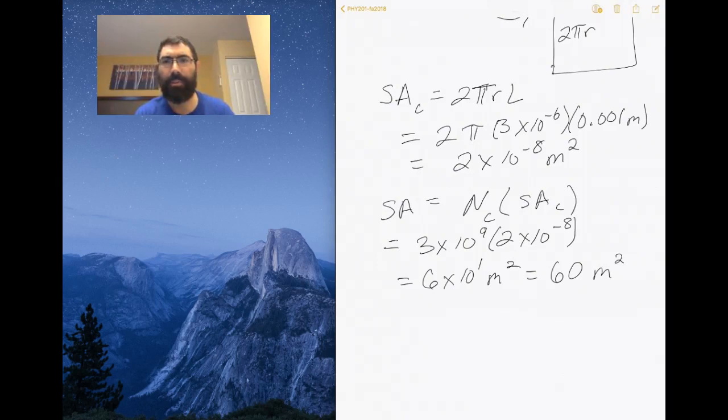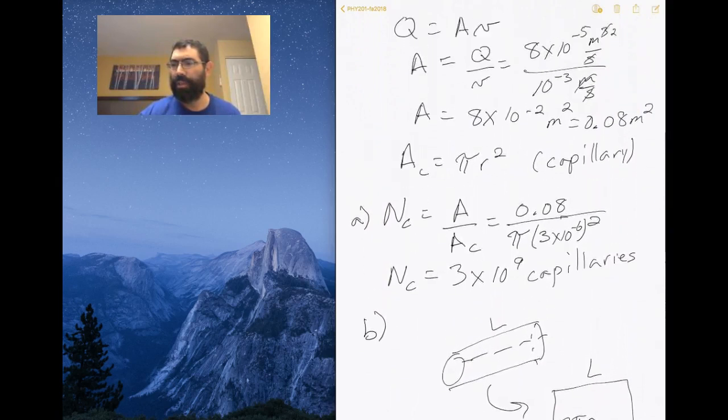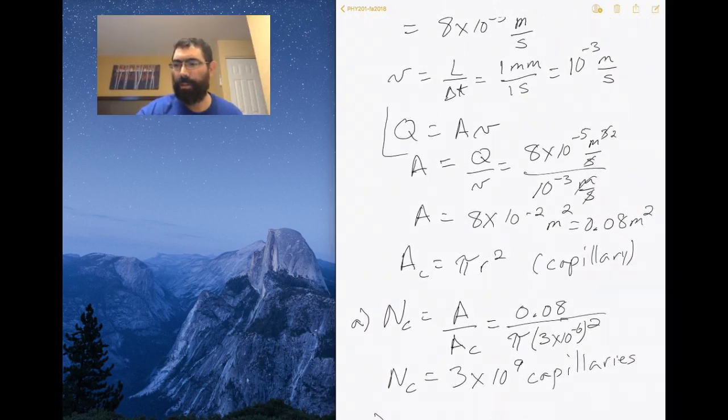And the more interesting thing is we did this whole calculation not having to actually dissect anybody, but just using our equation for continuity, that the flow rate is equal to the area times the velocity. If you can measure the flow rate and you can measure the velocity, then you can get the total area and figure out how many capillaries there are inside the system, which is much less invasive than having to take apart a whole human being.